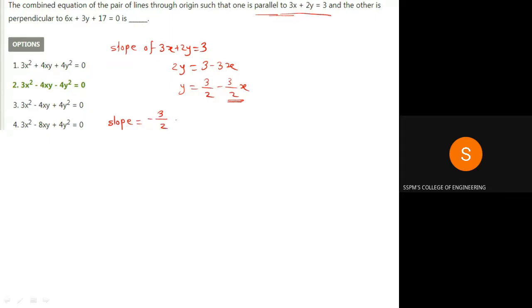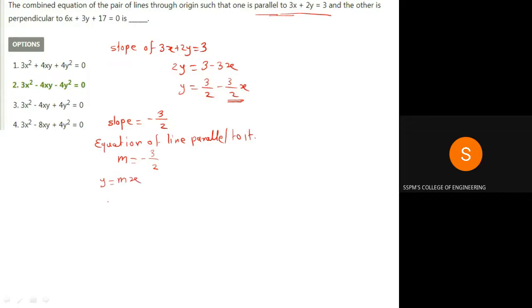So the line is parallel. Therefore, what will be the equation of the line parallel to it? As the line is parallel, the slope will not change. Slope will be the same for parallel lines. Even if you are given 10 parallel lines, the slope of all the 10 parallel lines will be the same. So here m is equal to what? Minus 3 by 2.